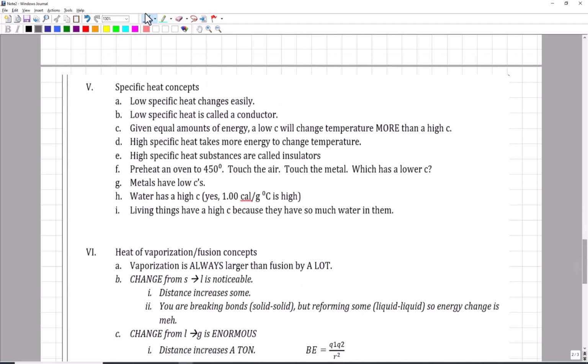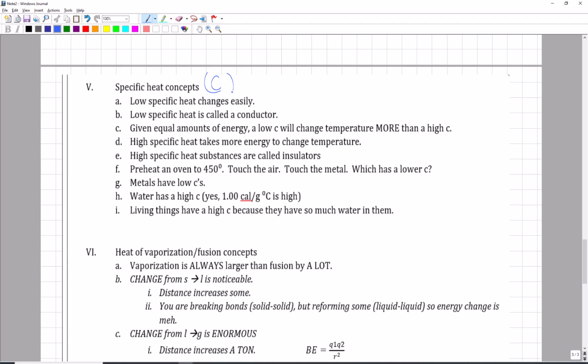Specific heat concepts. Let's get back to a pen that's not enormous. Fine chisel, I think sounds good. Low specific heat, that's C. Remember, specific heat is C. Low specific heat changes easily. Low specific heat is called a conductor. It conducts heat and changes temperature quickly. Given equal amounts of energy, a low specific heat will change temperature more than a high specific heat. That's what a conductor is.